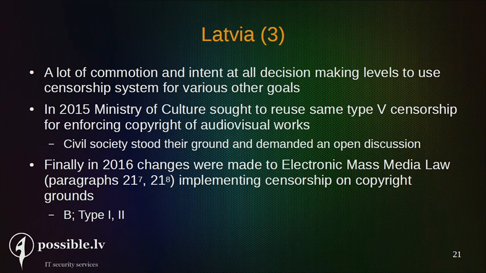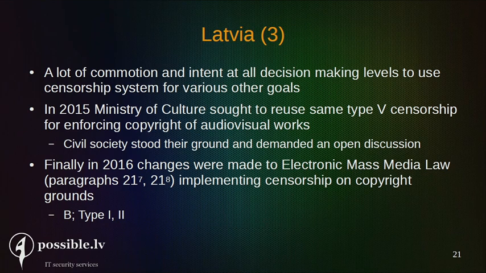Finally, in 2015, the Ministry of Culture wanted to reuse the same type 5 censorship for enforcing copyright for audiovisual works. Civil society, which I was a part of, stood their ground, and we managed to get an open discussion. We managed to prolong the discussion because they wanted to use the same non-discussion policy that was used to create the first censorship. And we managed to spend a good year discussing the best way to do it.